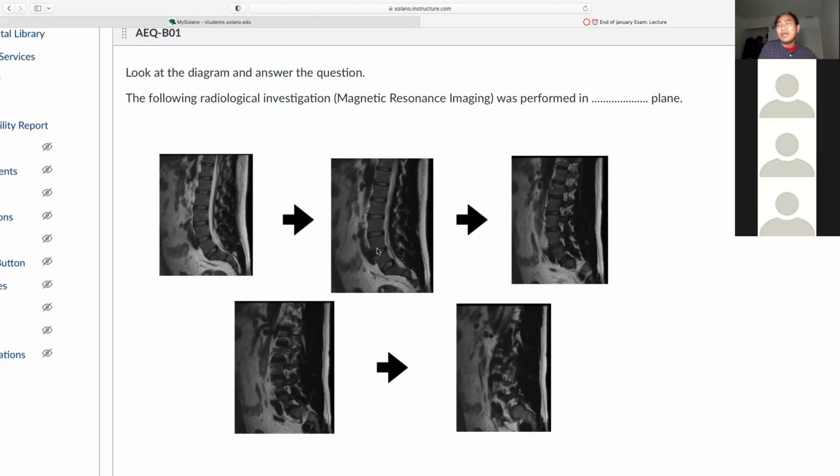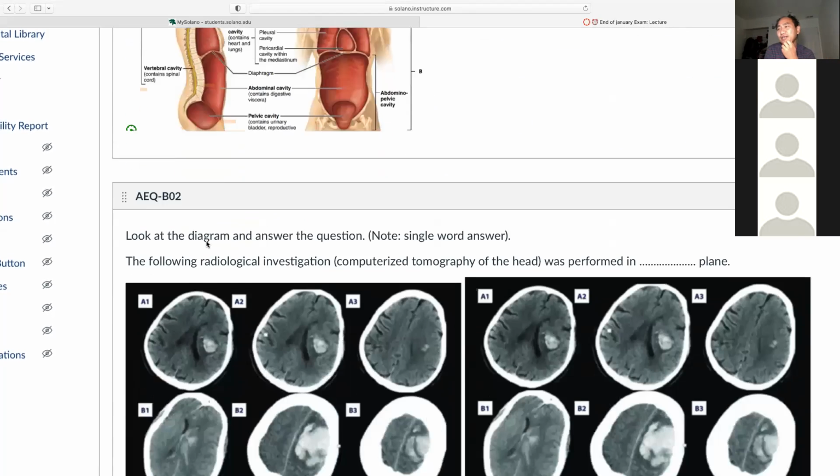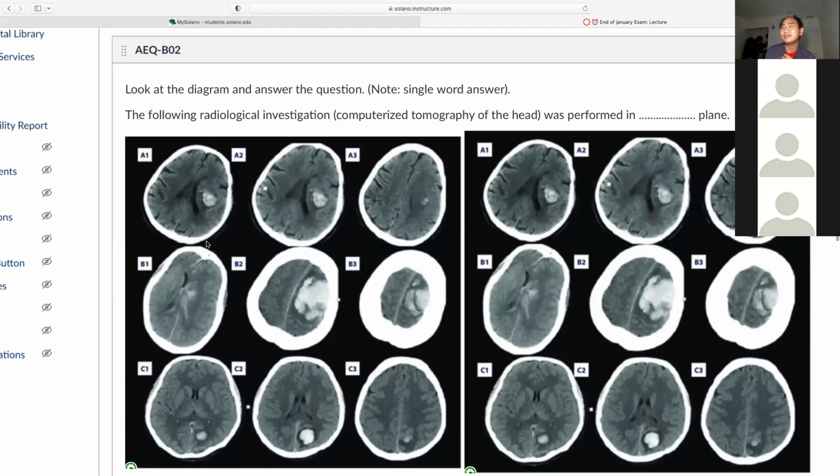So that's what I want you to take away: when you finish this class, and if you go into, let's say, radiology, you will be able to communicate with those guys. That's all I want. And of course, finally we gradually get into the spine, anatomy, and that sort of stuff. Look at the diagram and answer the question.